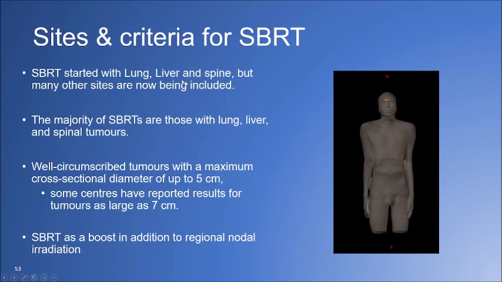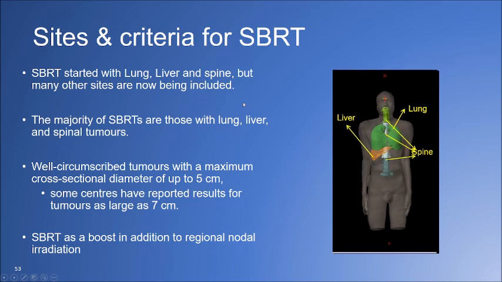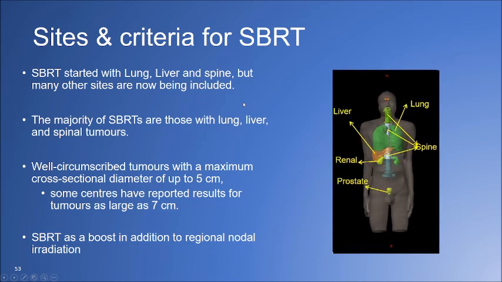It started with lung, liver, and spine, but now SBRT has been extended to various areas. Now they use it for so many things like prostate, renal, mets, and things like that. Well circumscribed tumors with a maximum cross-sectional diameter of 5 centimeters are said to be suitable for SBRT. Some centers have reported going up to 7 centimeters, but the general guideline by AAPM is about 5 centimeters. SBRT as a boost for regional nodal irradiation is also a possibility.